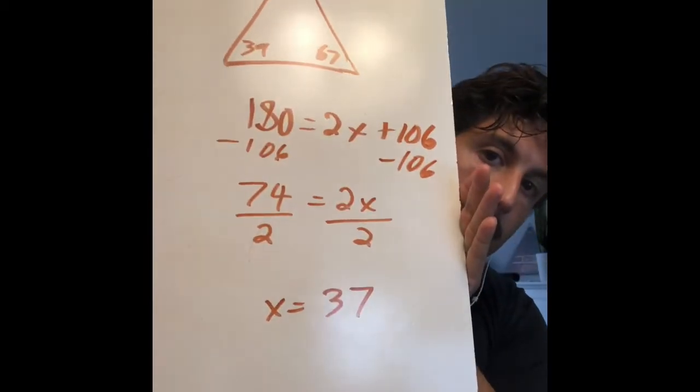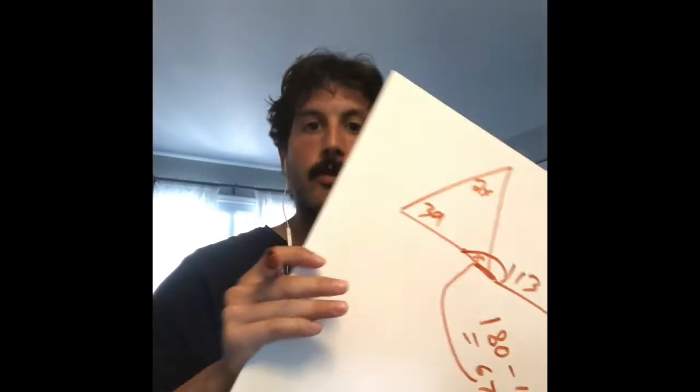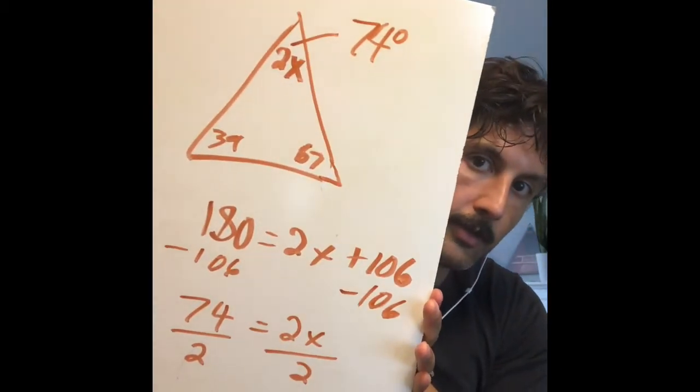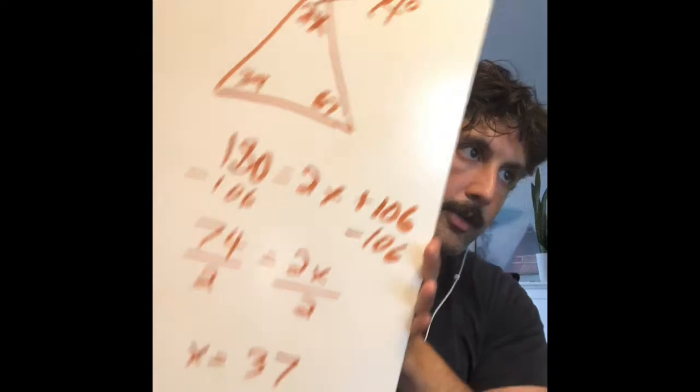x equals 37, and if you wanted to know what the full angle is, 2 times 37 is 74 degrees. So 74 degrees for that top angle. So if they're asking you just for x, then you can find x, and if you're asked for the angle, find the full angle. 2x is 74 degrees.